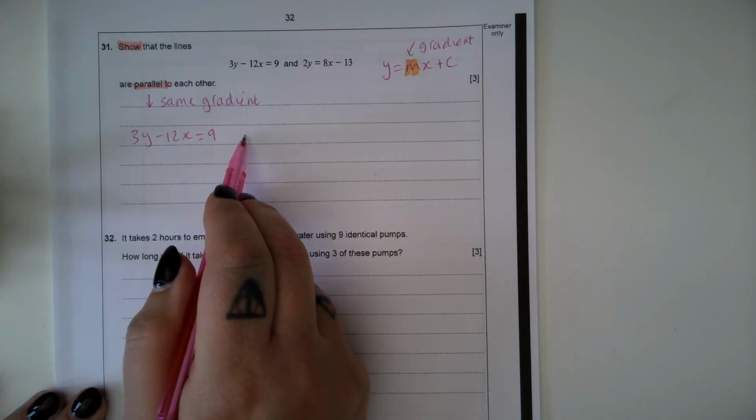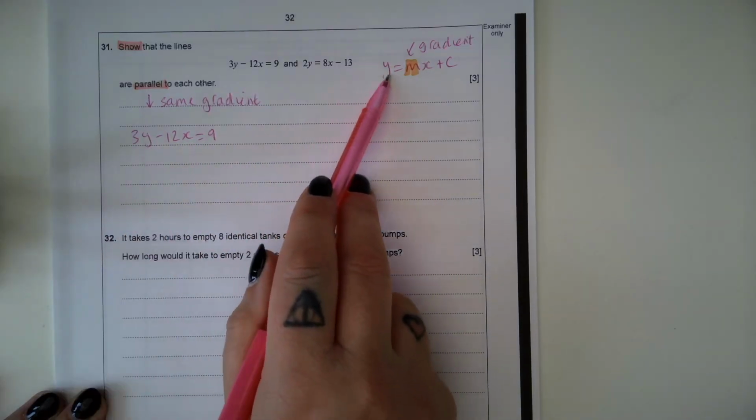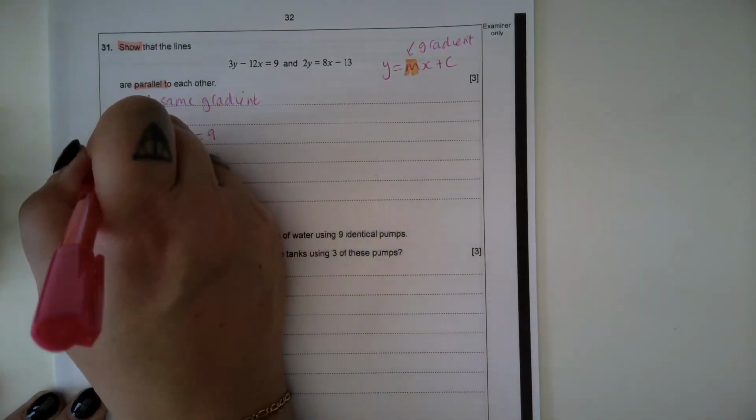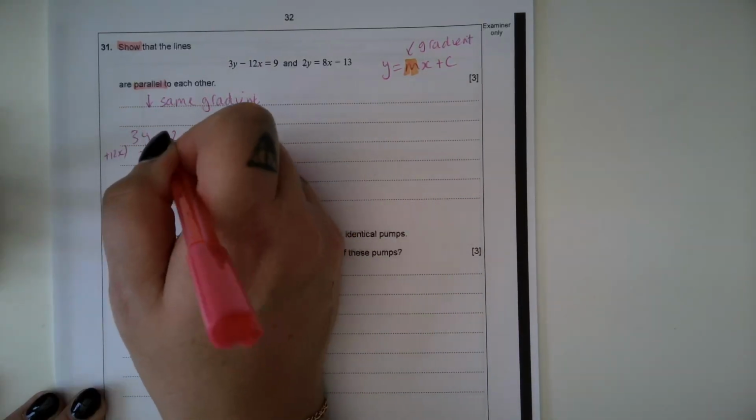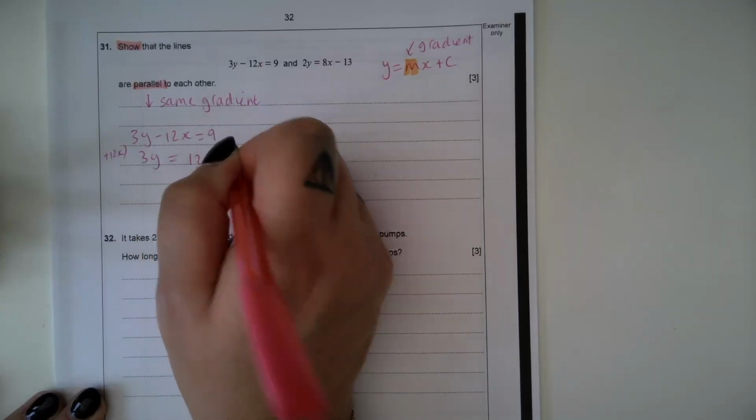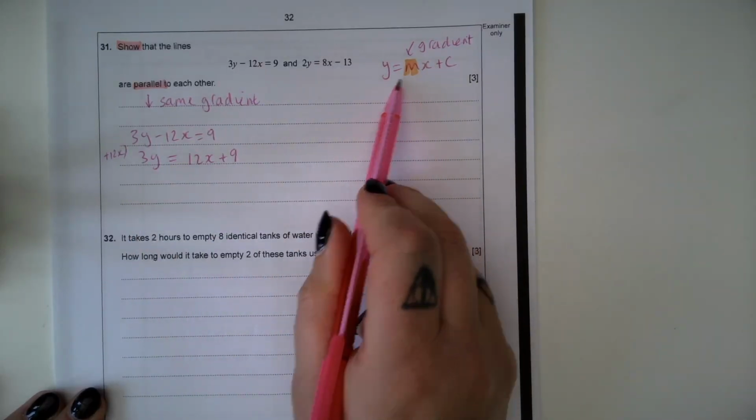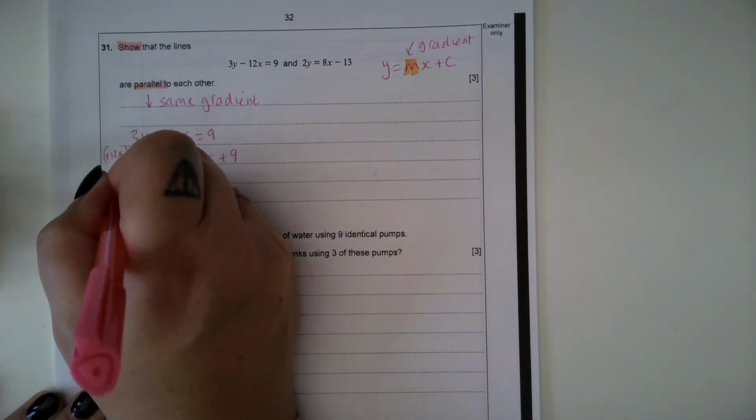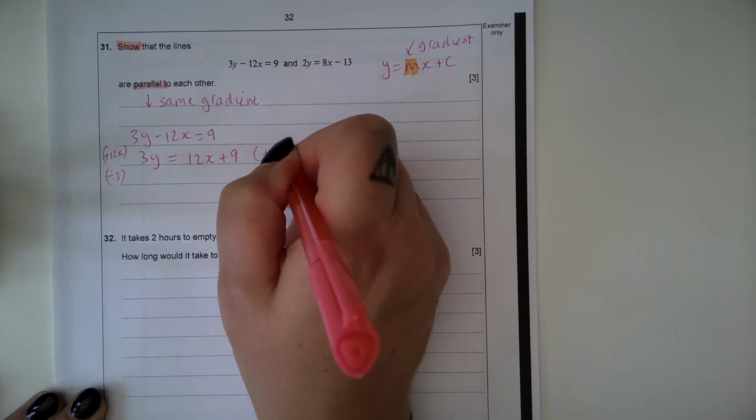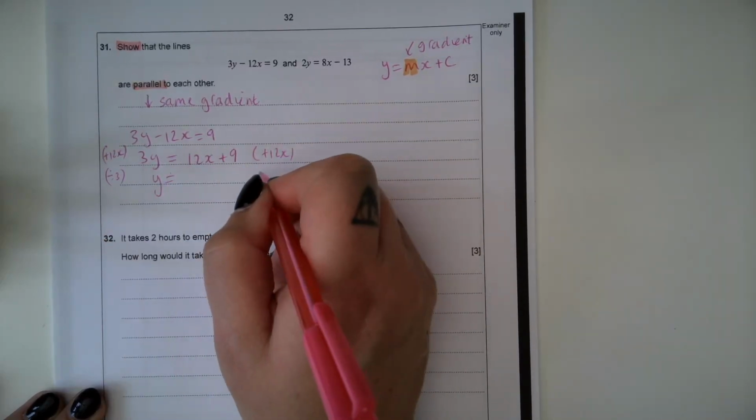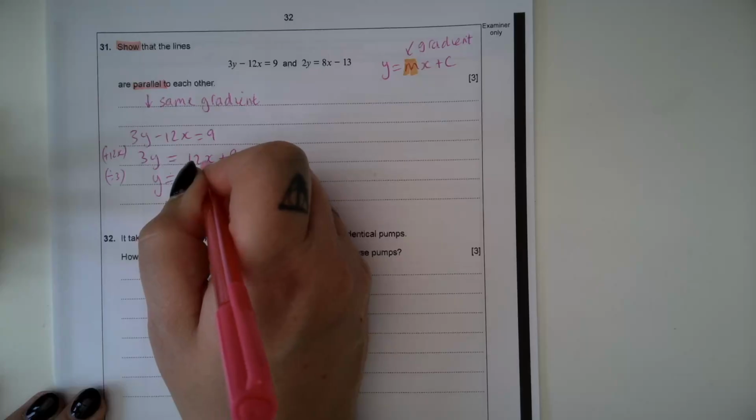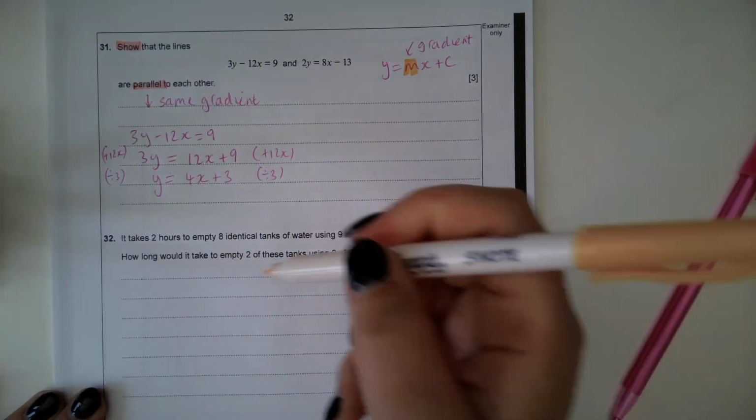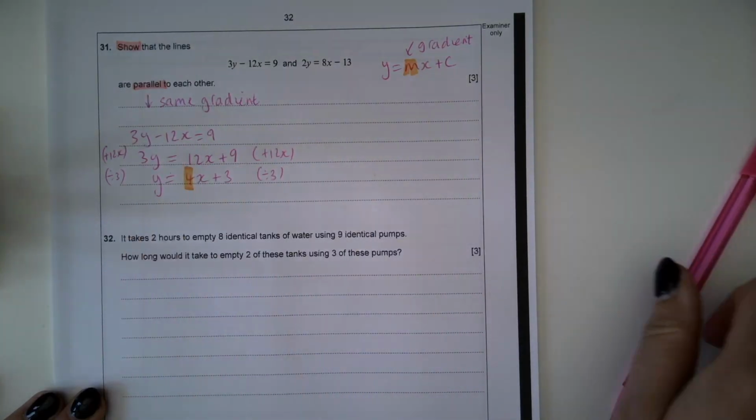So I'm going to add 12x, because what I want to do is get the y on the left hand side, everything else on the right hand side. That gives me 3y equals 12x plus 9. But I need it to be y equals, so I need to isolate the y. At the moment it's 3 times y, so I'm going to divide by 3. So that would be y equals, and when I divide by 3, 12x divided by 3 is 4x, 9 divided by 3 is 3. So the gradient here for this one is 4.